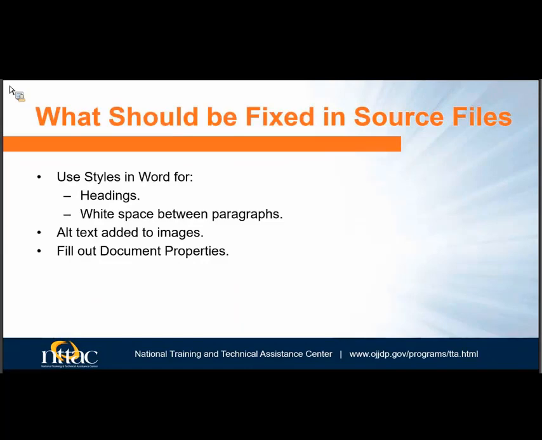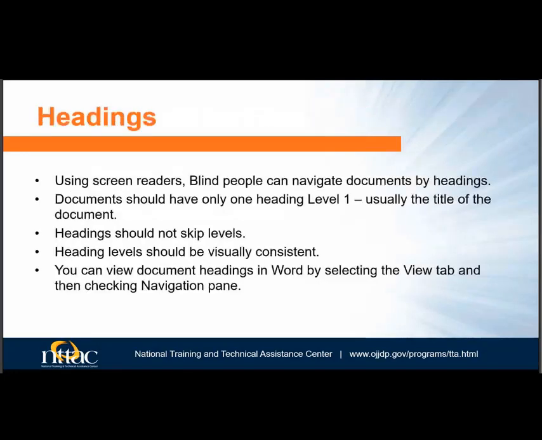We've discussed what must be fixed in source files. Let's now talk about what should be fixed in source files. These items can be fixed in a PDF file, but are much easier in source files, or in case the source file is updated regularly. Anytime a PDF file is edited, it can and often does create additional problems, such as tag content disappearing or links becoming unlinked. Let's begin by talking about headings.